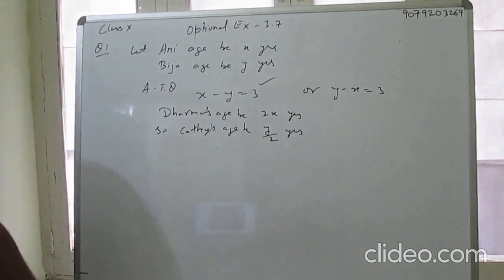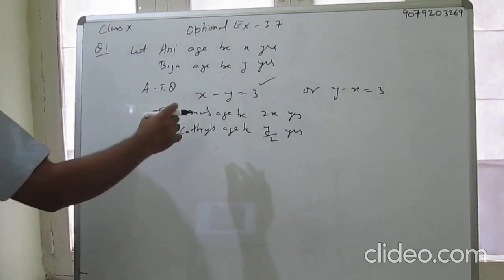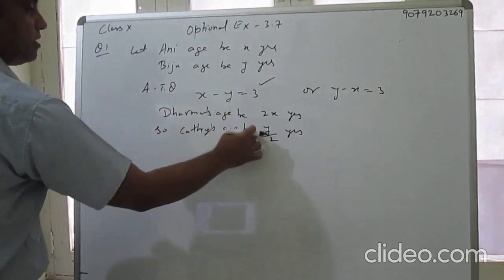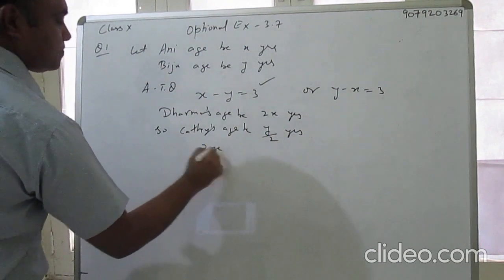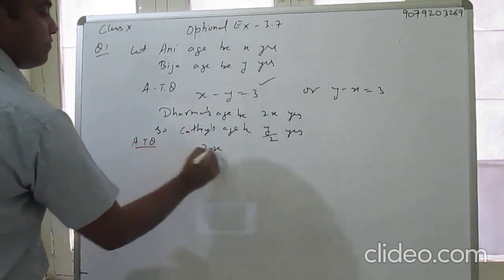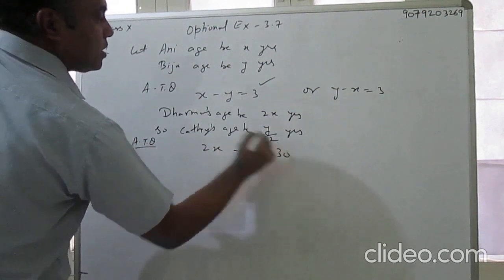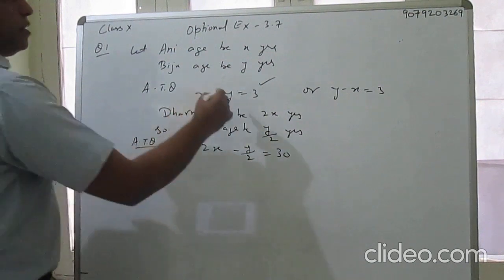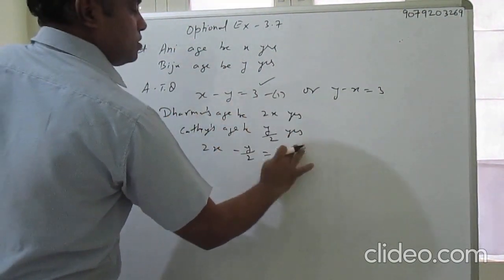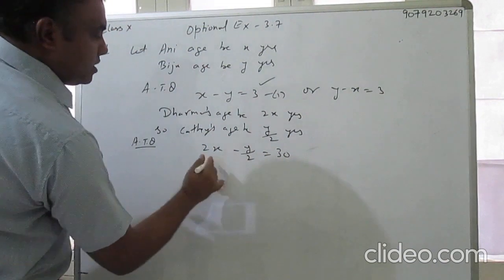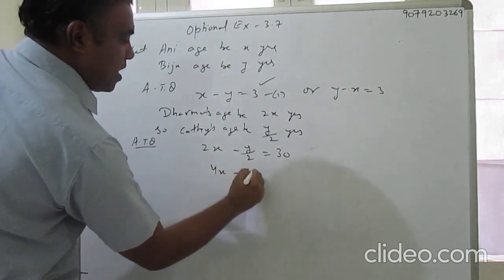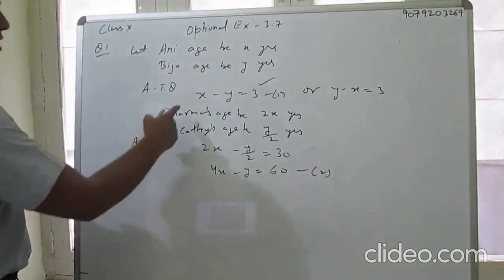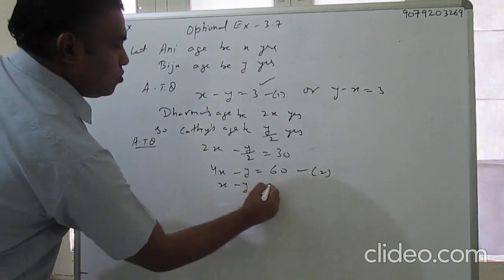Now, according to the question, the ages of Kethi and Dharma differ by 30 years. So Dharma is older, and the difference of these two ages is 30 years. Now we find the values of x and y. This is equation 1. Now solve it. Take LCM 2. It is 4x minus y is equal to 60. This is the second equation.